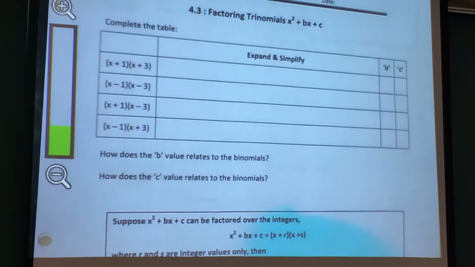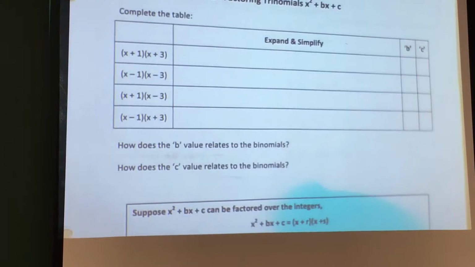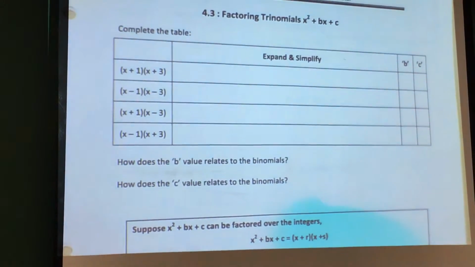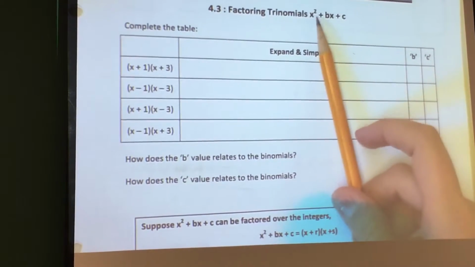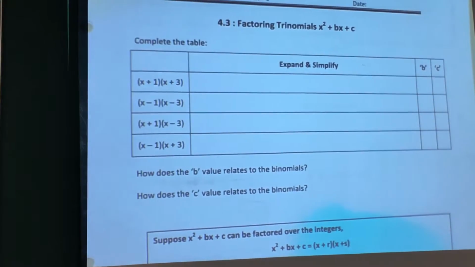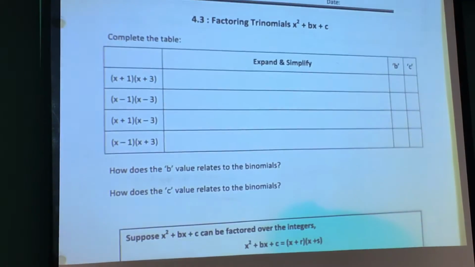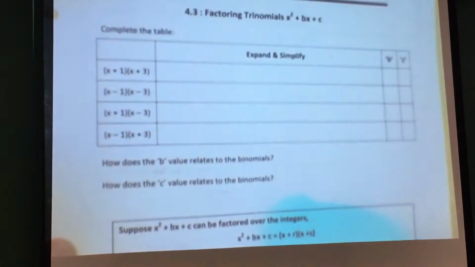Press the red button. Okay, so today we're going into 4.3, factoring trinomials. So this is a trinomial. It has 3 terms, right? It's got an x squared, an x, and then a number. Alrighty? So what we're first going to do is complete the table up top here. And it simply says expand and simplify.